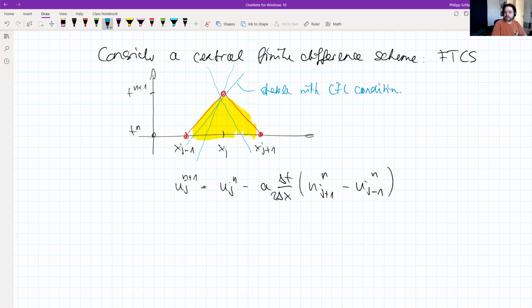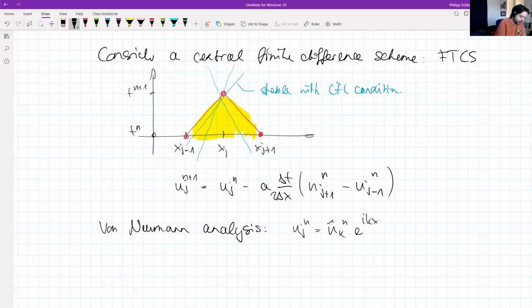But now, of course, the question is, is this really the case? We need to be able to independently check whether our stability result is correct. So we do a von Neumann analysis, but now for the central scheme. And you remember how this works. We look at one Fourier mode, u hat_k^n times e to the I k x_j. That's our ansatz, and we put that into the fully discretized equation. And then we get our complex amplification factor.